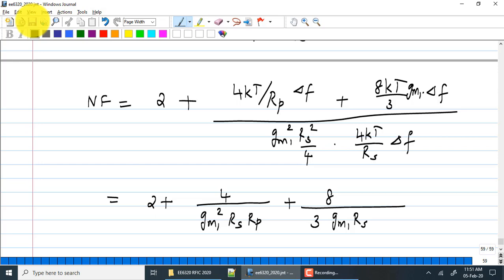So that should do better. What else does this tell you? RS you don't have a lot of control over, but RP you have control over. What this is telling you is that as RP gets larger and larger, the noise figure gets better and better. You should be trying to maximize the Q of the tank, the LC tank circuit at the drain. If you maximize the Q, RP will start getting larger and larger. For an infinite Q, lossless LC tank, RP is infinity. By definition, it produces no current noise. It's noiseless. An ideal LC tank is of course noiseless.